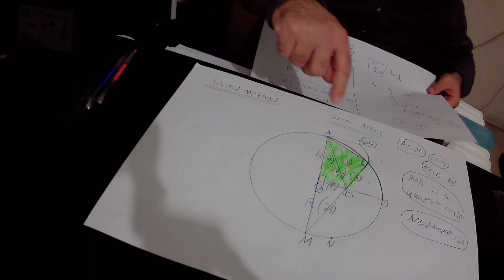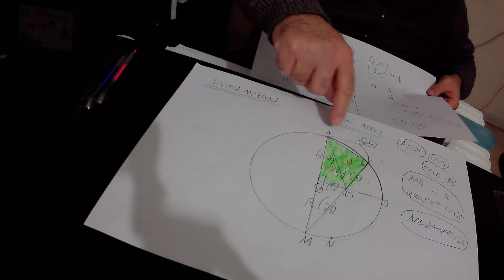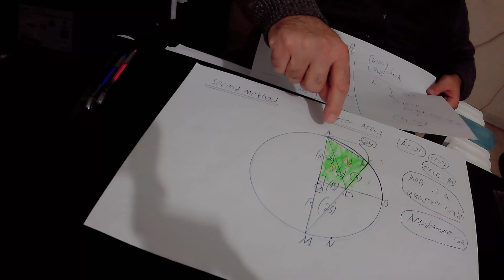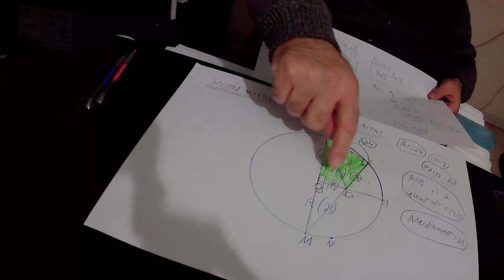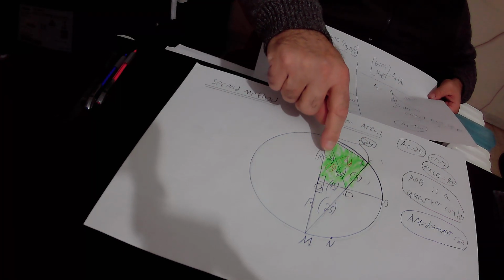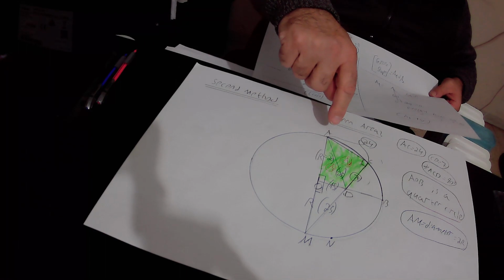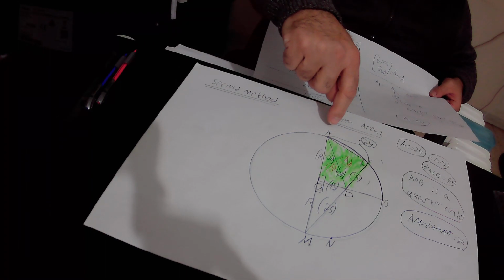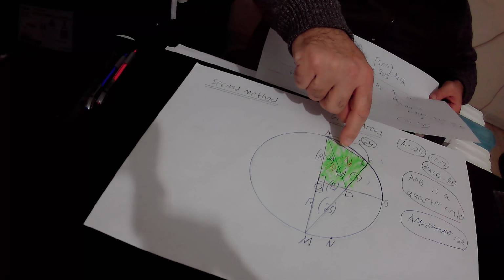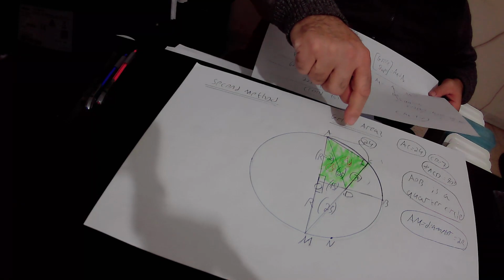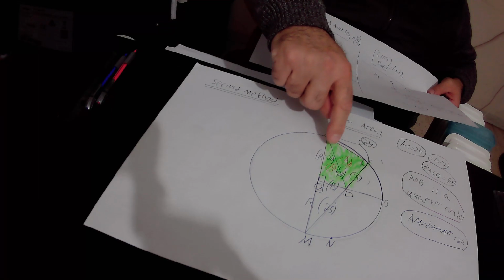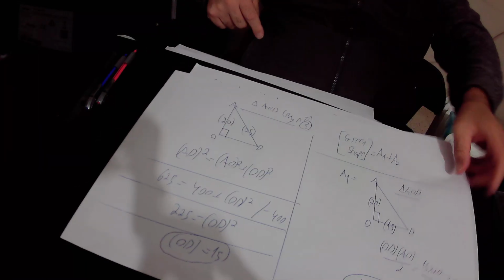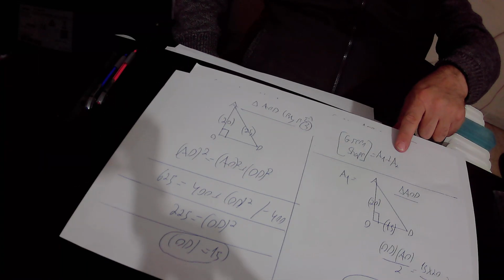Then we divided the area of the green shape into two parts. The first part is the area of the green right triangle AOD. We defined it as A1, and the second part is the area of the green right triangle ACD. We defined it as A2. It's very clear from the drawing that the total area of the green shape must be equal to A1 plus A2.